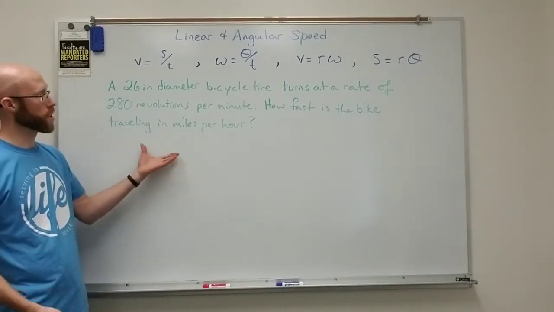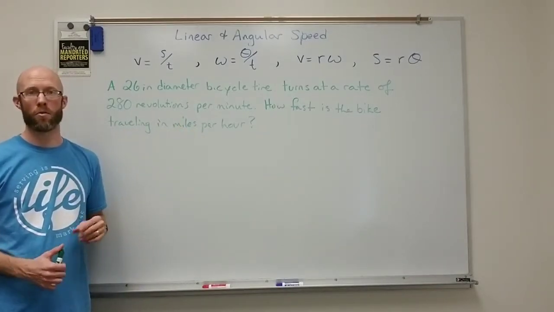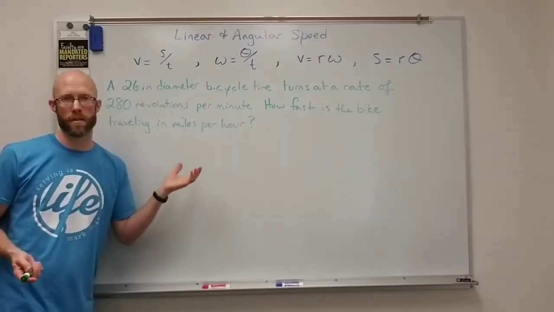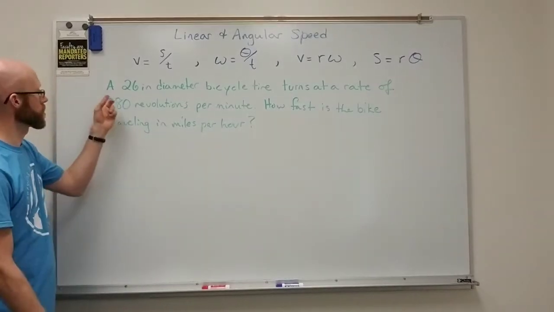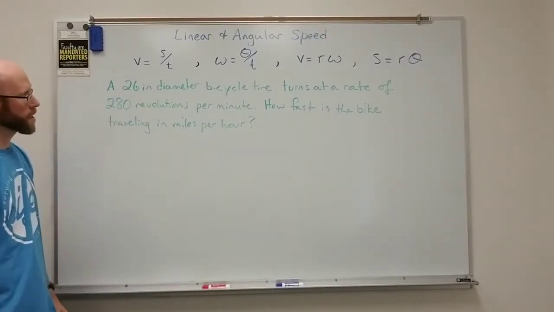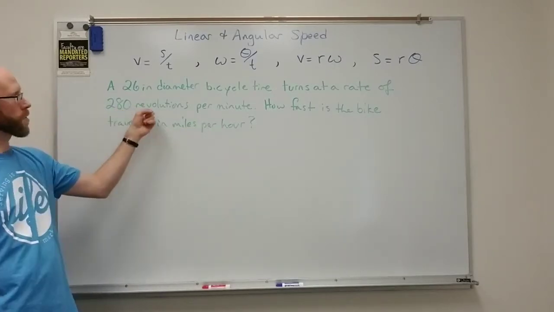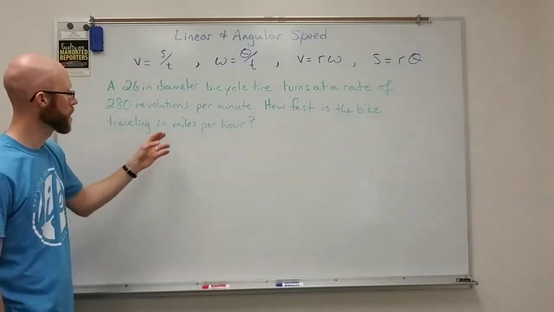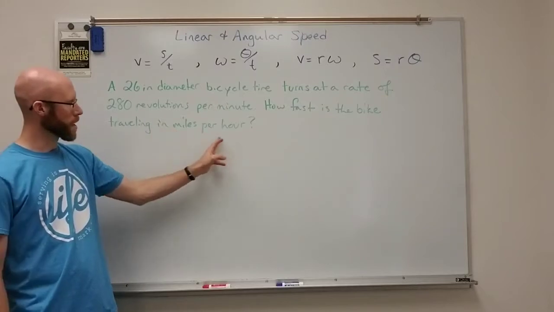And really what the computer is doing is utilizing some of these formulas. So here's an example of how you might go about doing this without the use of the computer. It says a 26-inch diameter bike tire turns at a rate of 280 revolutions per minute. So if it counts 280 revolutions in a single minute, how fast is the bike traveling in miles per hour?